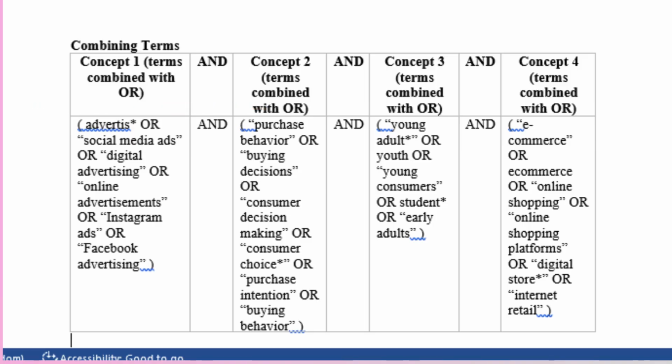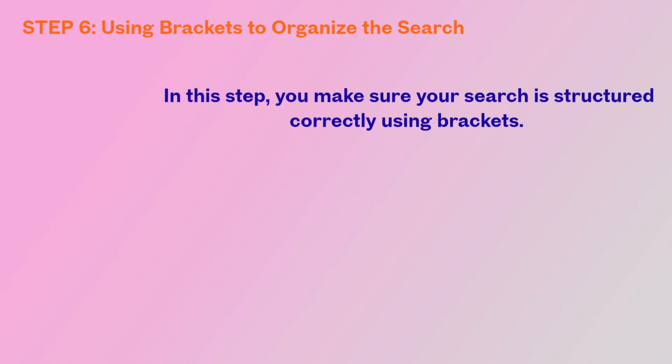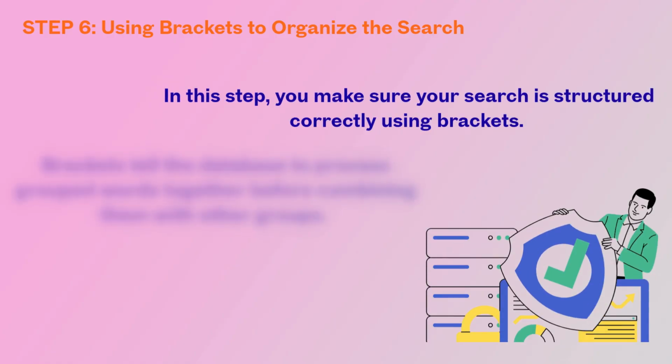You build it step by step. First, group each concept with OR. Then connect those groups using AND. Step 6. Using brackets to organize the search. In this step, you make sure your search is structured correctly using brackets.